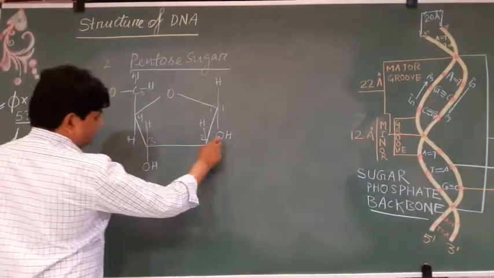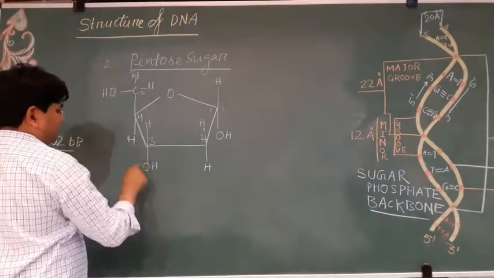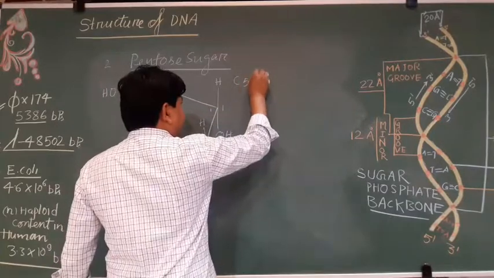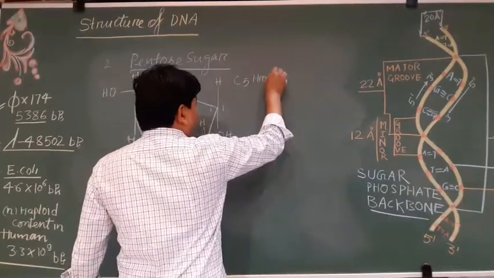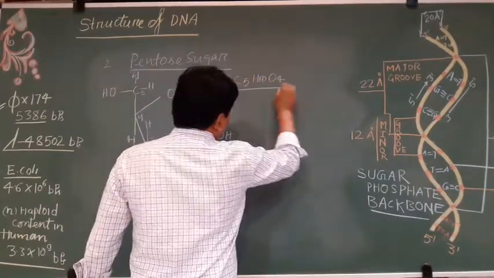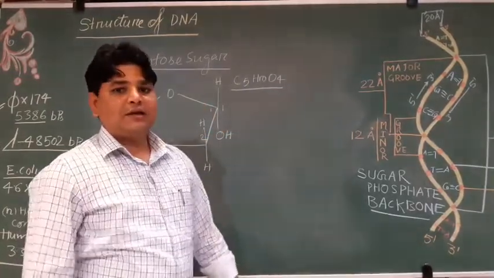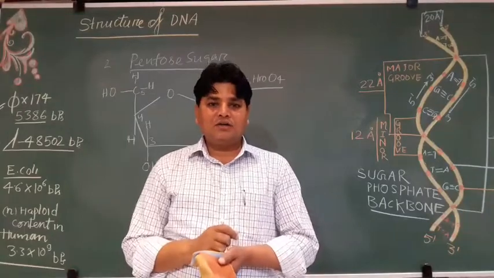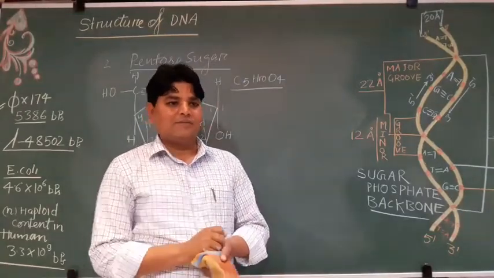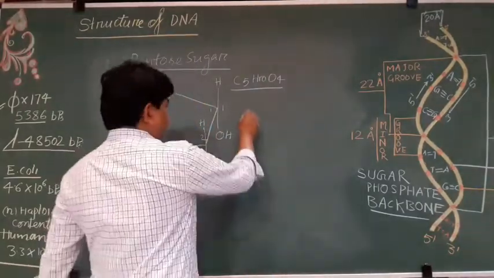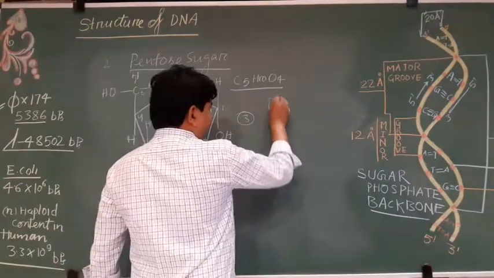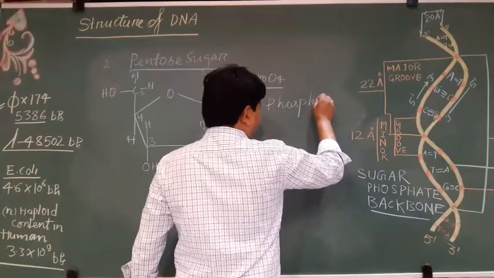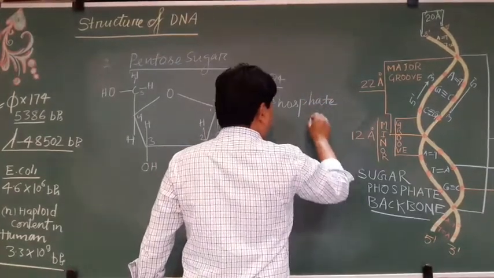Now we count the oxygen: 1, 2, 3 and 4. So the molecular formula is C5H10O4, because of the lack of one oxygen atom, it is called deoxyribose sugar. And the third component is the phosphate ion.